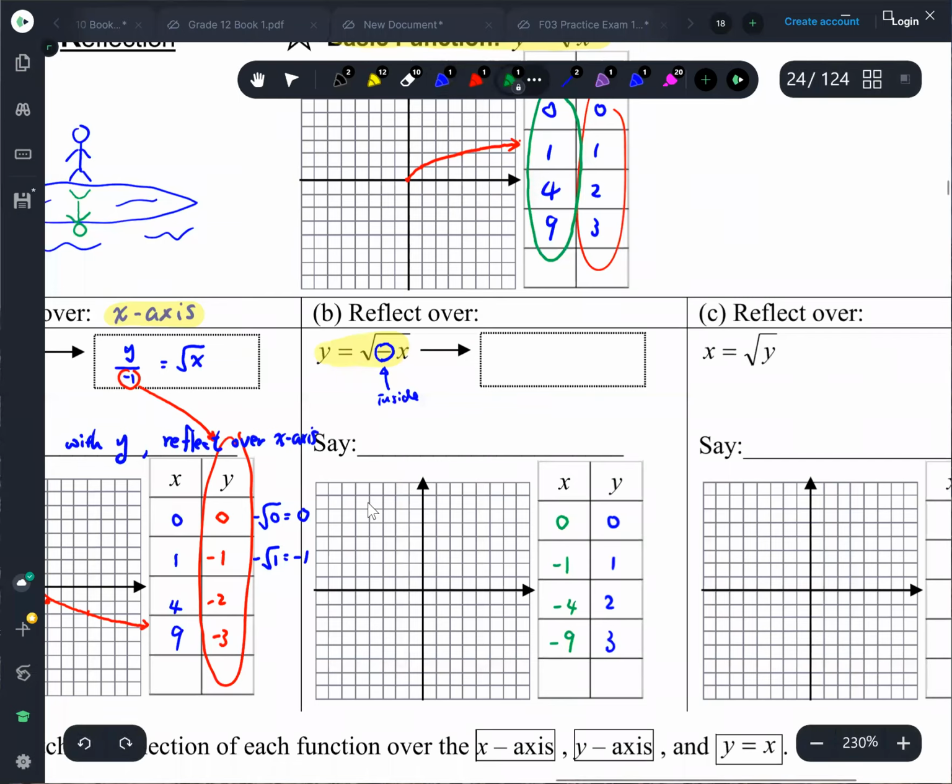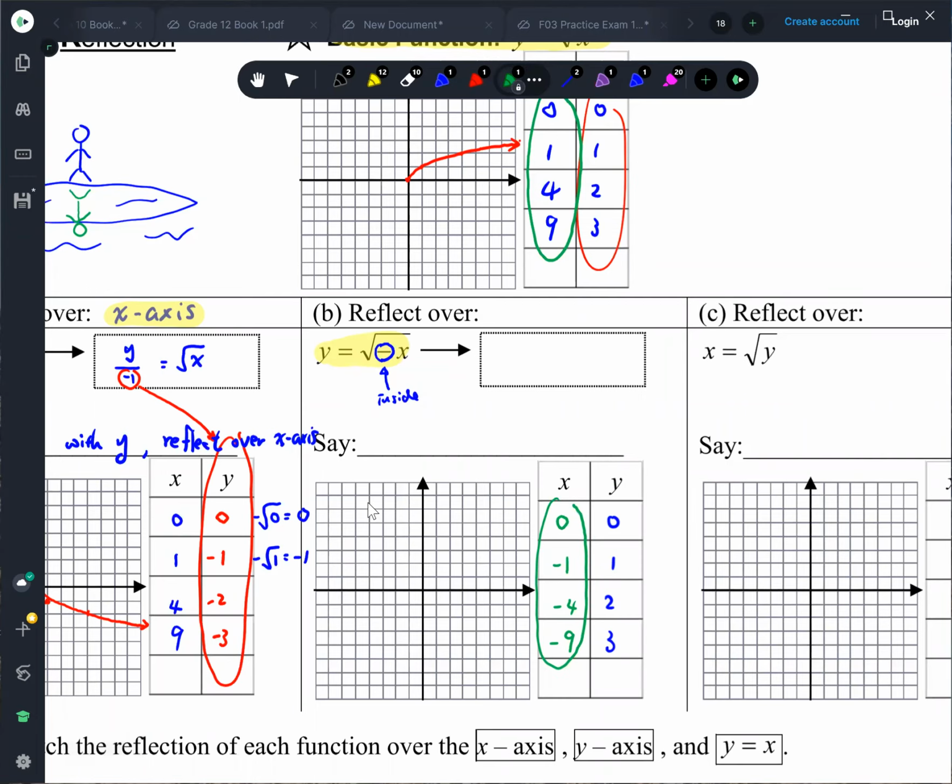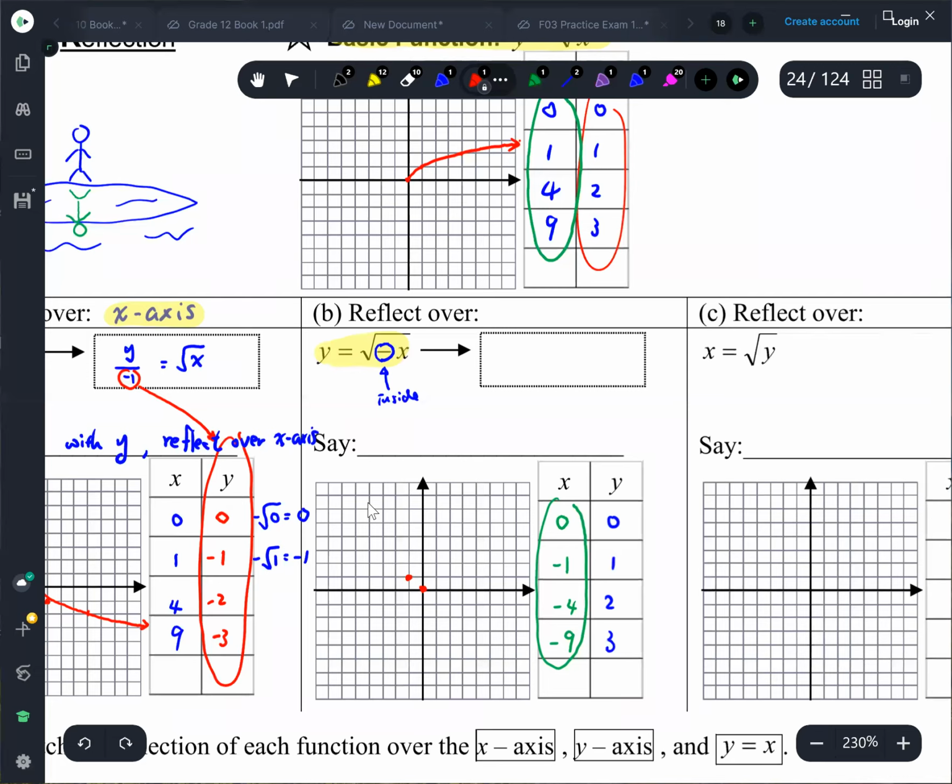Okay, compare the basic points with our new points. Right, so let's follow the points. 0, 0, -1, 1, -4, 2, and -9, 3, right? Could be this one. Okay, so this time the reflection is different, right? It's not looking down at the lake, it's like looking at the mirror.